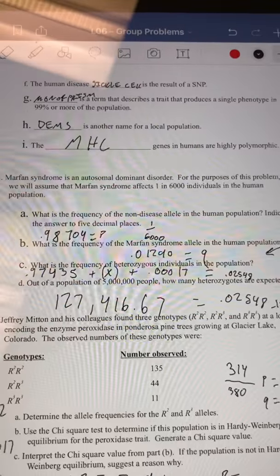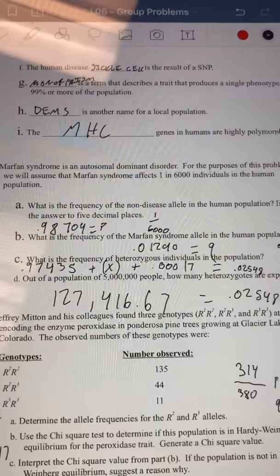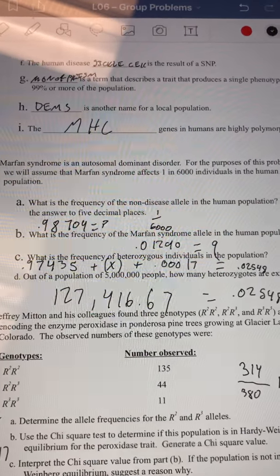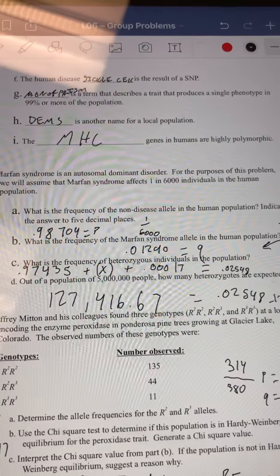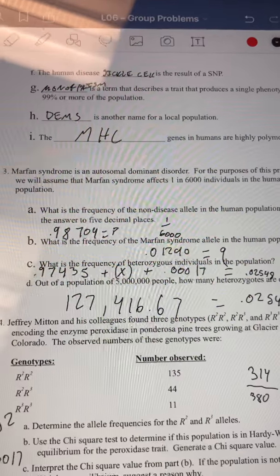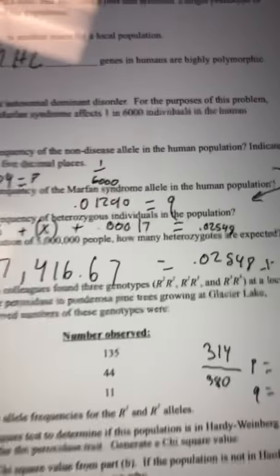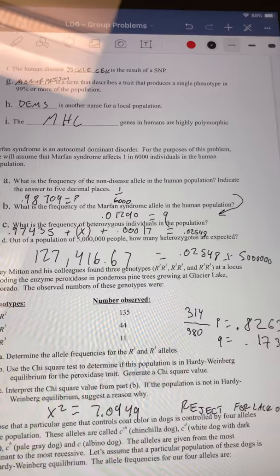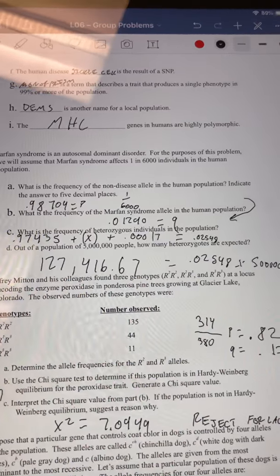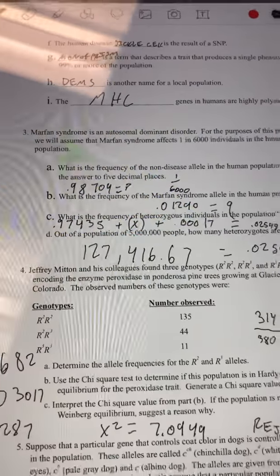So B, what is the frequency of the Marfan syndrome allele in the human population, which is the Q value that I found of 0.0129. And then what is the frequency of heterozygous individuals of this population? You just take your P squared and your Q squared and add those up and subtract from 1, and you find this number, which is your 2PQ. And out of a population of 5 million people, how many heterozygotes are expected? You simply multiply that 2PQ by the 5 million, and we got 127,416.